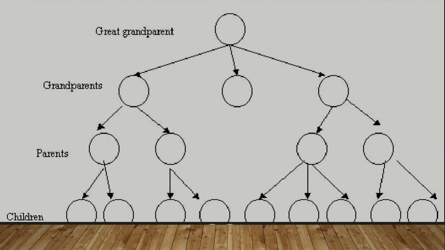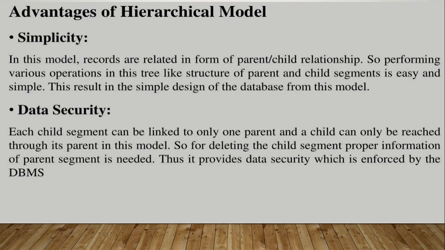This is a further example of the hierarchical model in which we have a great grandparent, which is the node of the tree, and further it has grandparents, then children. As we can see in this example, a parent has multiple children but a child has only one parent, right? So it is arranged in a top-down structure basically, right?